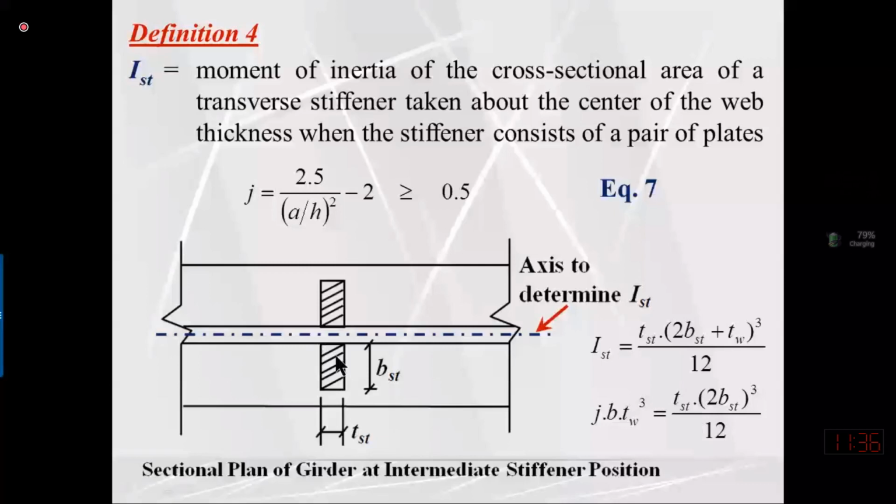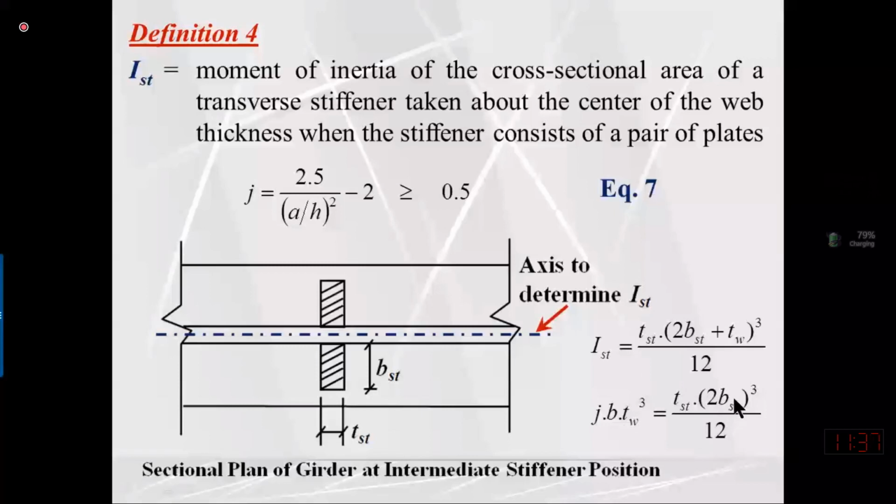But anyhow, this is the expression for moment of inertia of a pair of intermediate stiffeners. So we are equating this expression with J B into thickness of web cube, because IST minimum value should be equal to that. So from here, we already know this parameter. If we fix the thickness, we can determine the B value. Or if we fix the B value, we can determine the thickness.